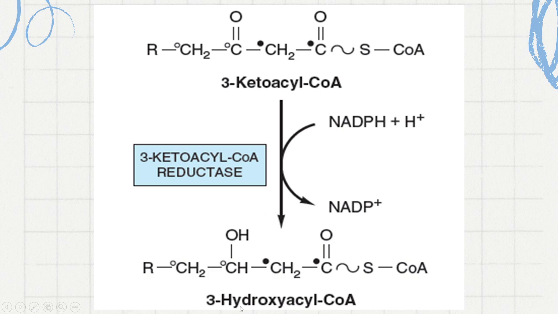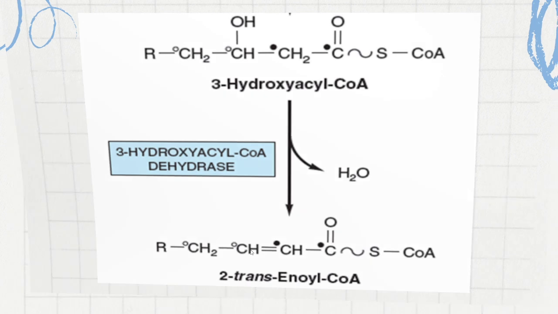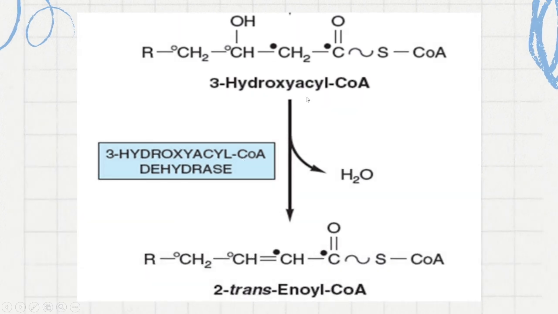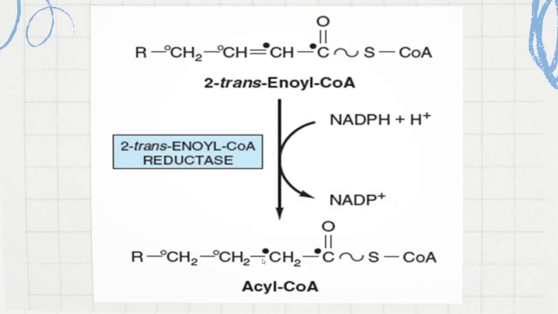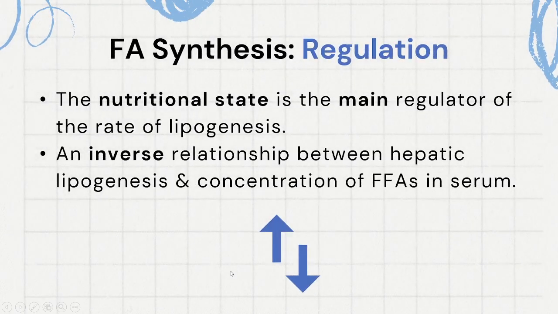3-keto-acyl-CoA is reduced to 3-hydroxyacyl-CoA. Then this 3-hydroxyacyl-CoA will be dehydrated with removal of one molecule of water to form 2-trans-enoyl-CoA with introduction of a double bond, which will be reduced. NADPH will be used and saturate the double bond using a 2-trans-enoyl-CoA reductase. And now we have an acyl-CoA that is 2 carbon atoms longer than the initial substrate.